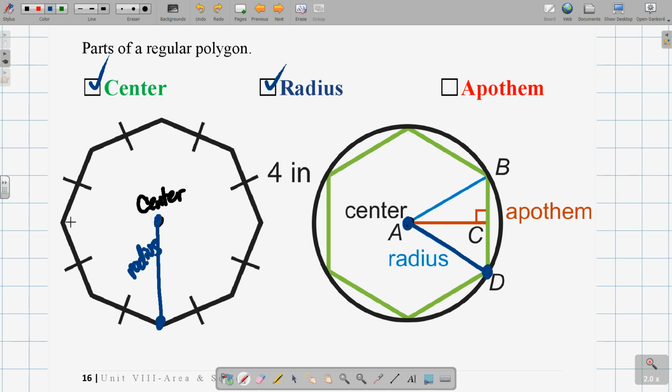Any center to corner, draw another one in, that's a radius. Those are all radii. There's a new word called the apothem. That goes from the center to the midpoint of a side, and it always makes a right angle. Do not confuse those two. A radius is center to corner; an apothem is center to midpoint.